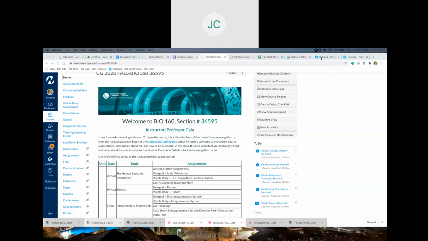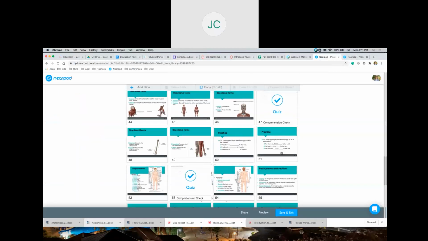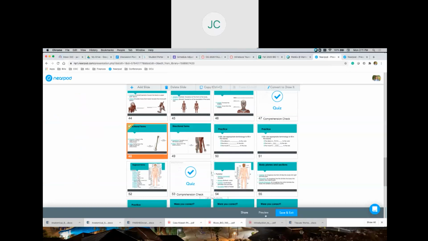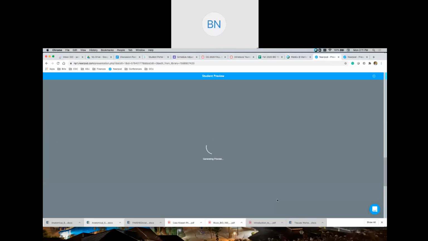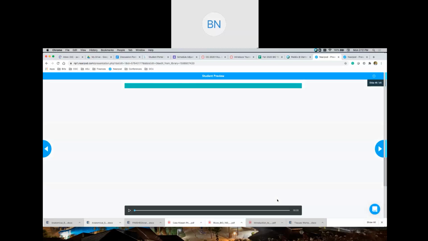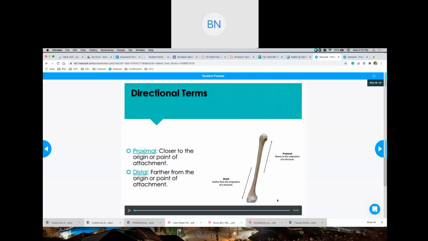So in the body orientation Nearpod, the thing that confused students the most was this idea of proximal versus distal directionality. So distal basically means distance or farther away, whereas proximal means closer to. But what can trip students up is, what is that in reference to? So this bone, what we're actually looking at is the humerus bone. So up here, this is where your arm would connect to the shoulder, and down here would be the elbow.